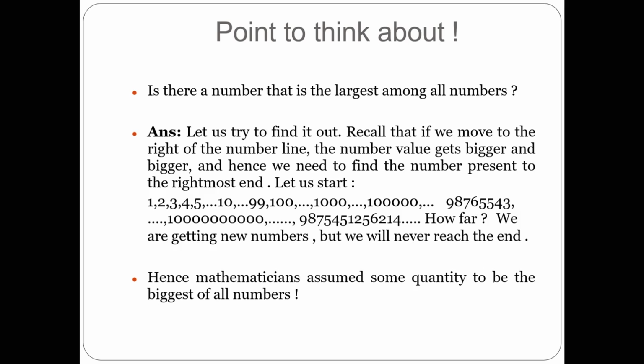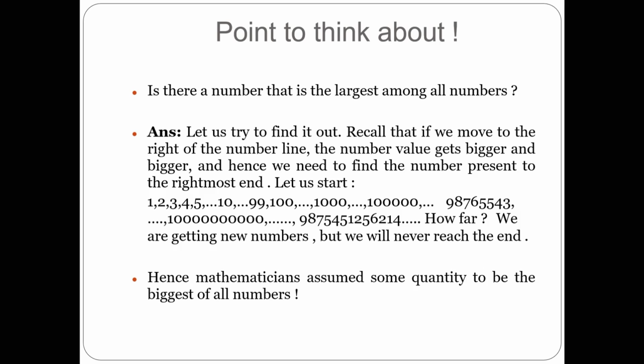Let us start: 1, 2, 3, 4 and so on, 10, 99, 100, 1000, 10,000, lakhs and so on. Crore and arab and so on, where we can finally reach on the right side. This is the question: what number can be written at the rightmost of the number line? We are getting a new number, but we will never reach the end.